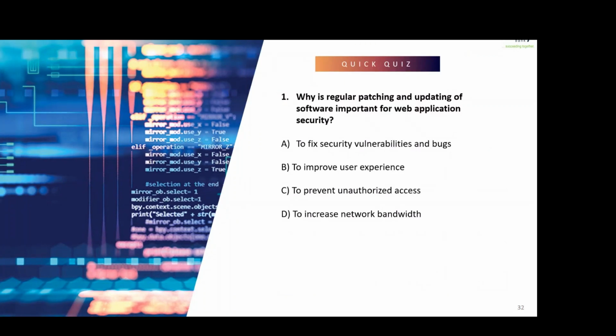Number 1, why is regular patching and updating of software important for web application security? A, to fix security vulnerabilities and bugs. B, to improve user experience. C, to prevent unauthorized access. D, to increase network bandwidth. Your time starts now. For each question, I'm just going to give you 1 minute, then I'll switch to the next one. You have 5 questions.